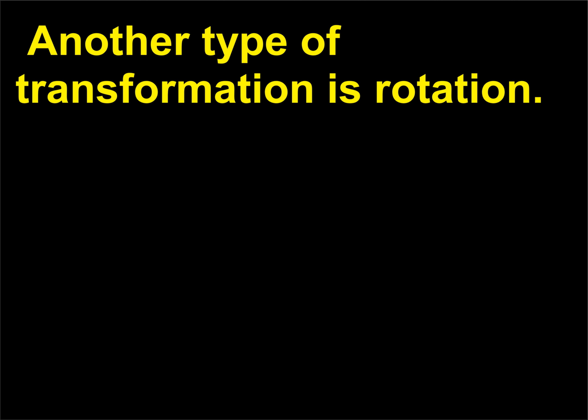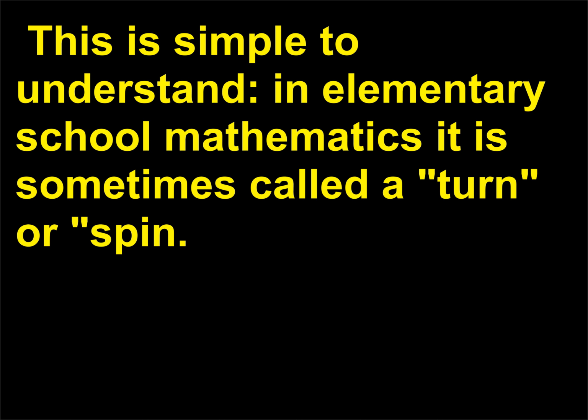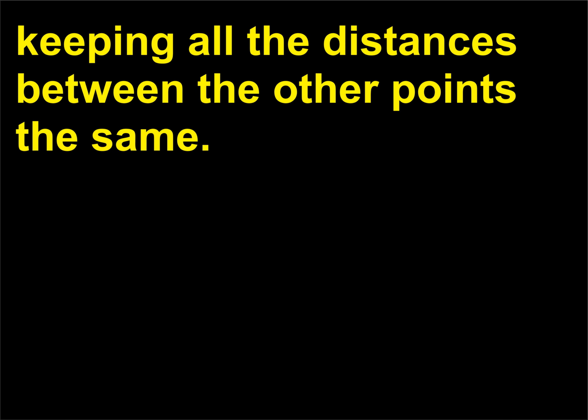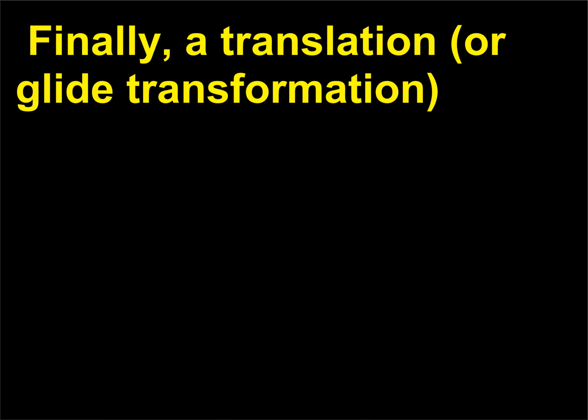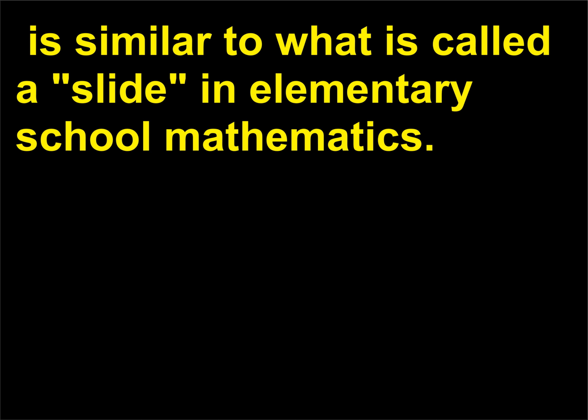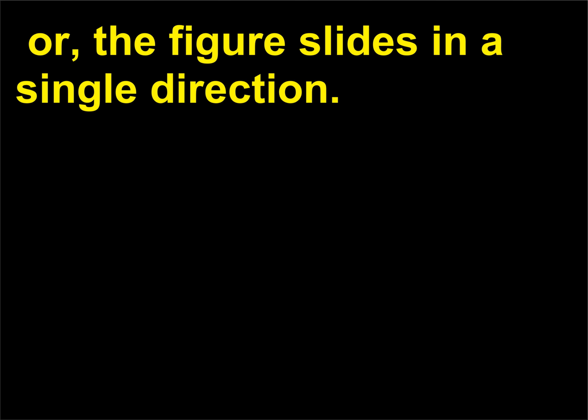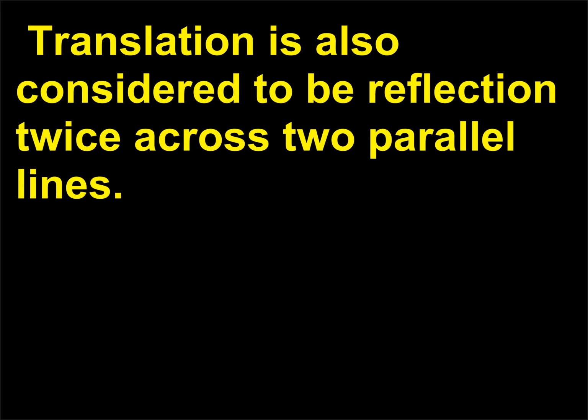Another type of transformation is rotation. This is simple to understand. In elementary school mathematics it is sometimes called a turn or spin. In this case, one point on a plane remains unchanged while keeping all the distances between the other points the same. Finally, a translation, or glide transformation, is similar to what is called a slide in elementary school mathematics. All the points in the plane move in the same direction and the same distance. Or, the figure slides in a single direction. Translation is also considered to be reflection twice across two parallel lines.